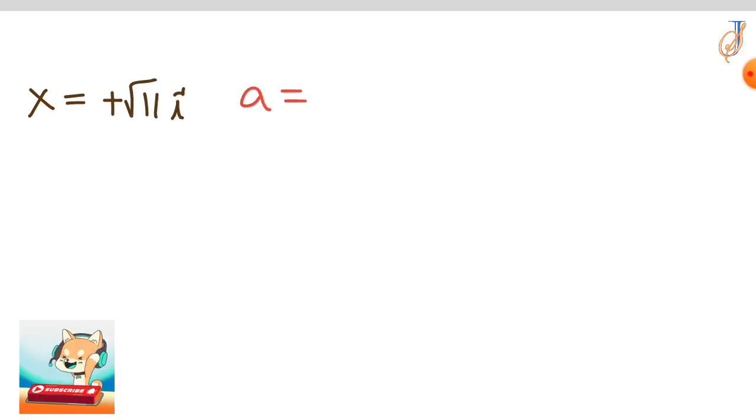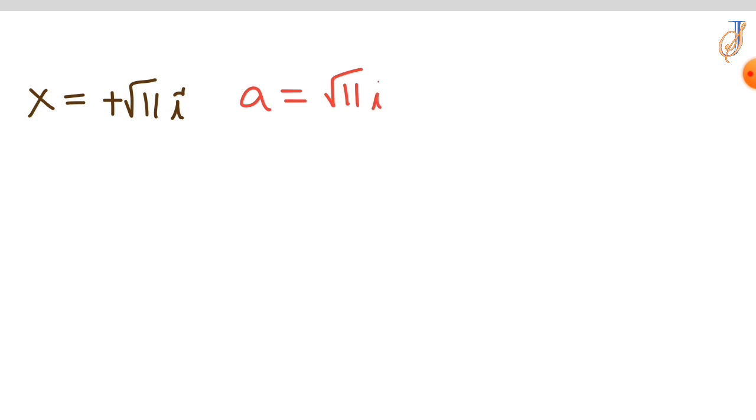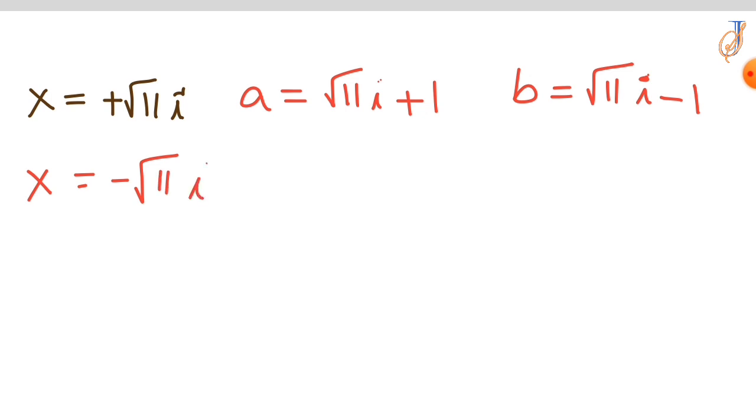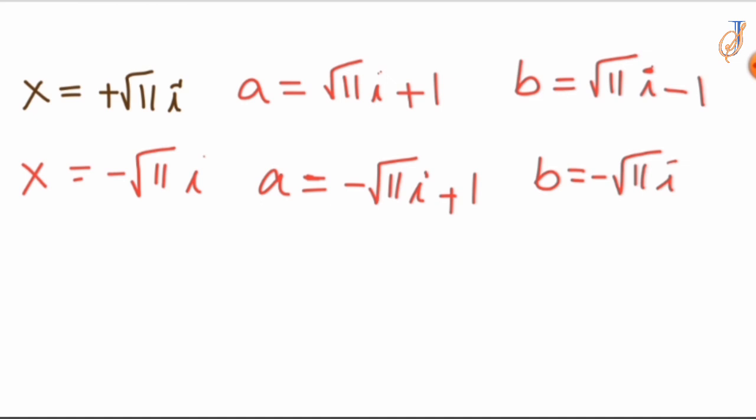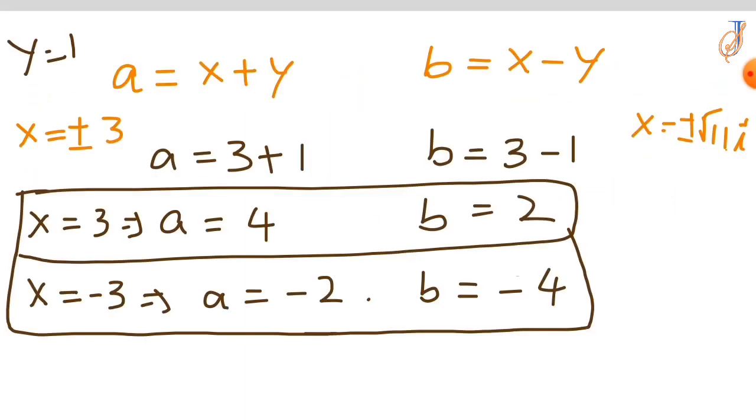Now let's take x equal to plus i√11. a equals x + y, that is i√11 + 1, since the y value is 1. So this is the a value, and the b value is i√11 − 1. Now x equal to minus i√11. In this case we got a equal to −i√11 + 1 and the b value is −i√11 − 1. Here two values and here two values. We got these a and b values.